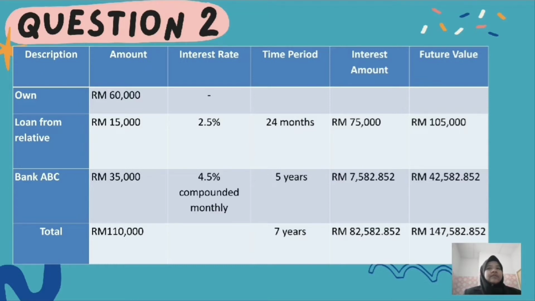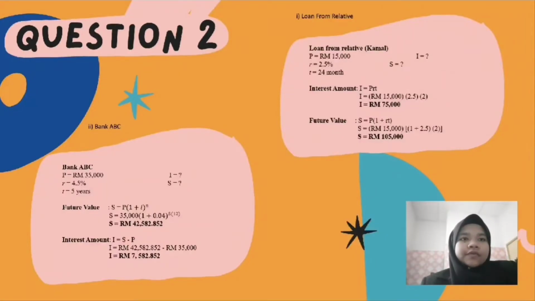And the total amount for both the loan from relative and Bank ABC is 110,000. While the total interest amount that we need to pay is 82,582.852 ringgit. And also the total future value is 147,582.852 ringgit. As you can see, for the calculation for the loan from relative, we use two methods.